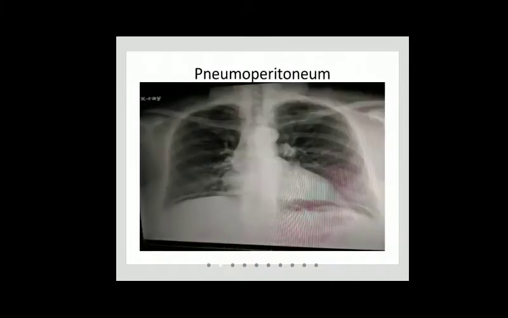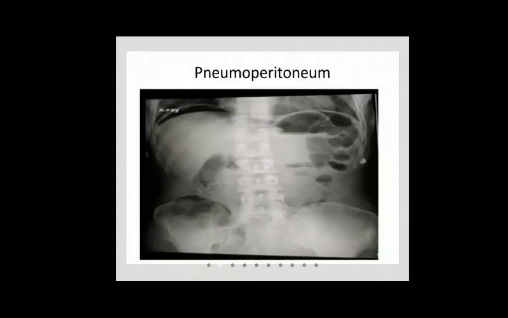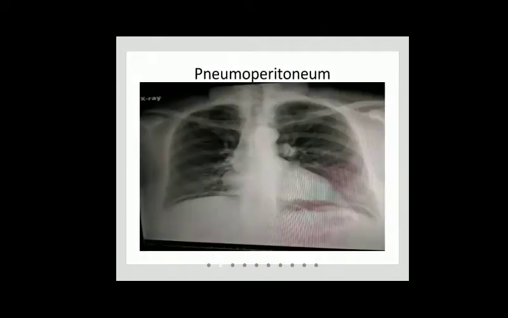This is the chest X-ray in erect posture, showing free gas under the right dome of diaphragm. There is also pneumoperitoneum. The most sensitive is the chest X-ray in erect posture. This is the most important X-ray. First one is the plain X-ray abdomen erect posture, including both domes of diaphragm, showing free gas under the right dome of diaphragm. And next one is the chest X-ray in erect posture, showing free gas under the right dome of diaphragm.